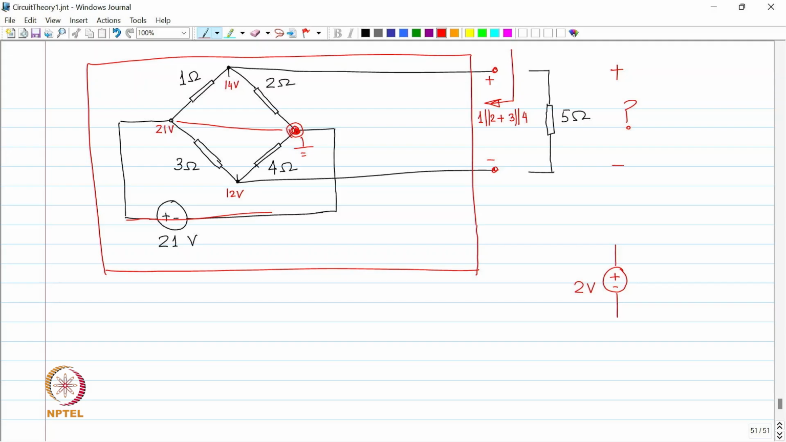So, 1 in parallel with 2 gives you 2 by 3, 3 in parallel with 4 gives you 12 by 7. So, 2 by 3 plus 12 by 7, what do you get? 50 by 21.